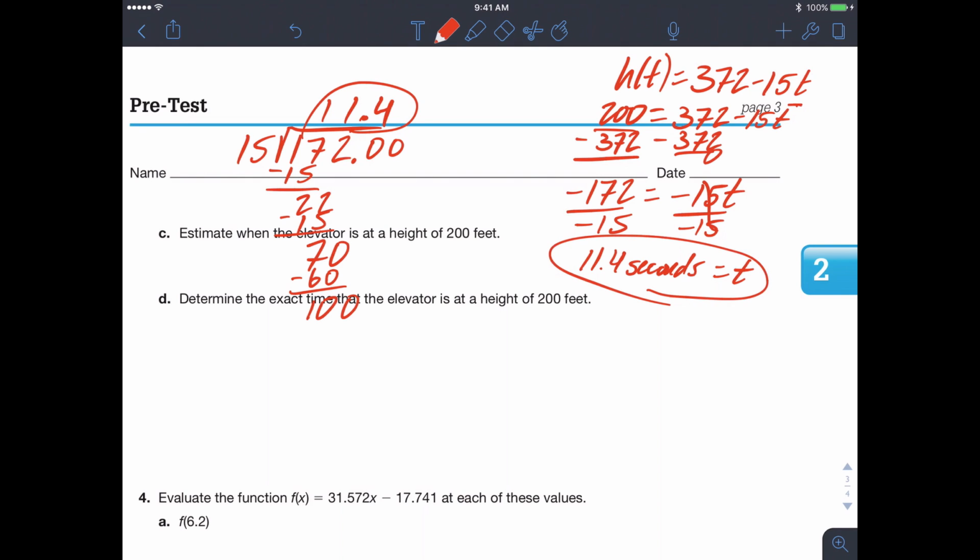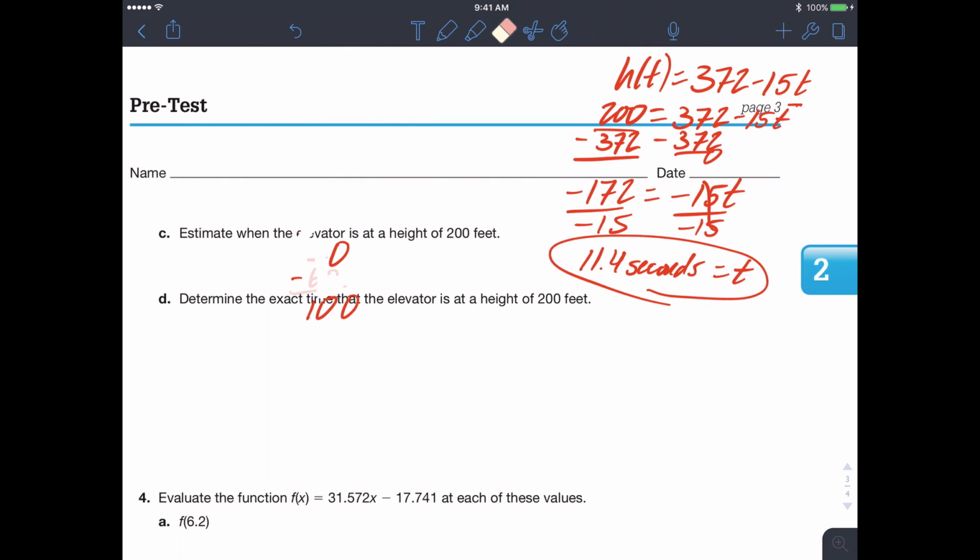Okay? Let me erase this. Alright, so what this is saying is that at 11.4 seconds, the elevator will be at a height of 200 feet. And you notice how we got a decimal, 11.4? That's why they said estimate. So take a good guess. Alright, so that's letter C.